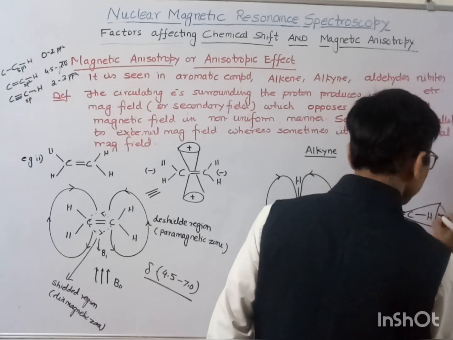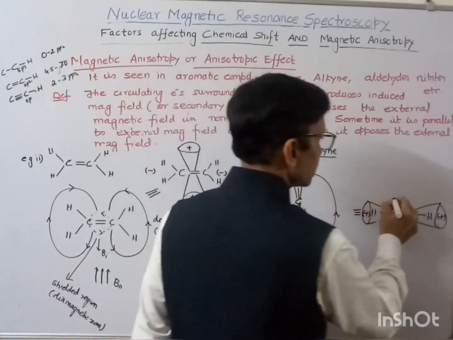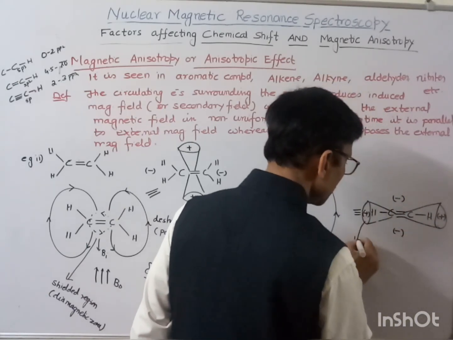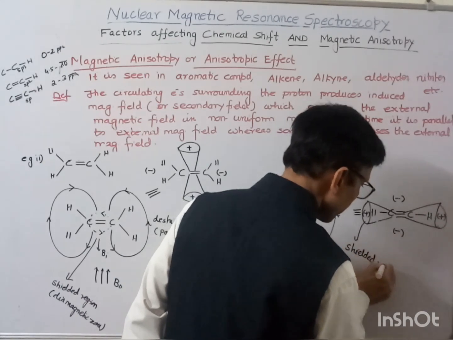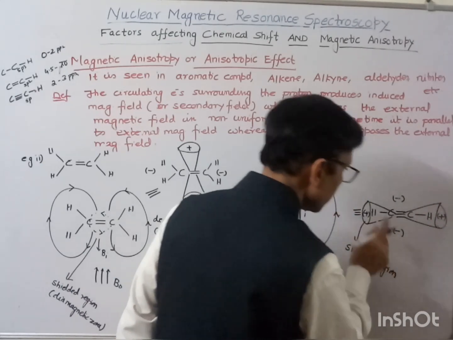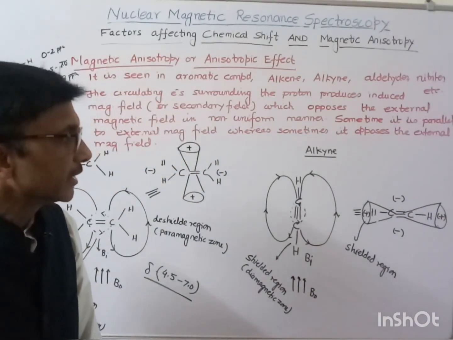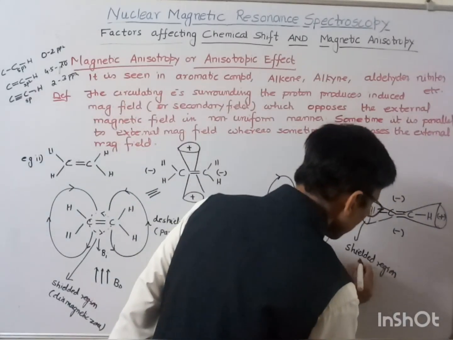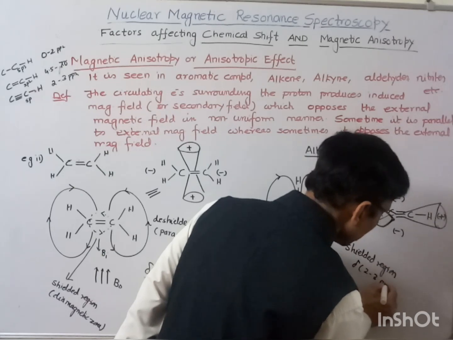So here this is a plus, and here this region is the plus region. This is the shielded region where the electron density is high, where the proton is present. So that's why these protons are shielded, and the delta value for this proton comes to be 2 to 3 ppm, like this.